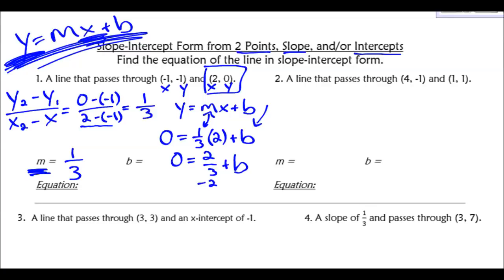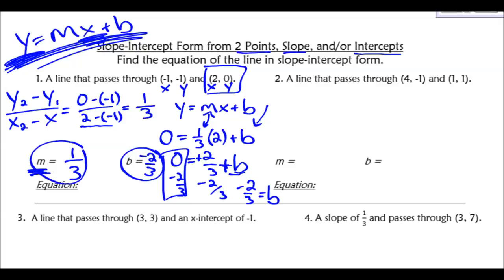I'm going to subtract 2/3 over. Right now that's being added to b. It's a positive 2/3 that I'm trying to cancel out, so I subtract 2/3 from both sides. That would give me b by itself on this side. b equals, and 0 minus 2/3 is a -2/3. So I have my b, -2/3, and I have my m. That's 1/3. That's all you really need to write the equation. So I'm going to write my equation out as y equals 1/3 x minus 2/3.